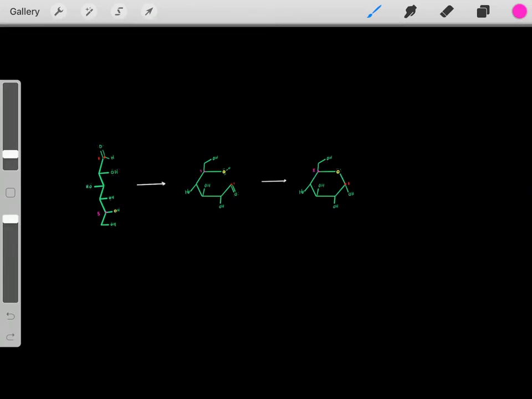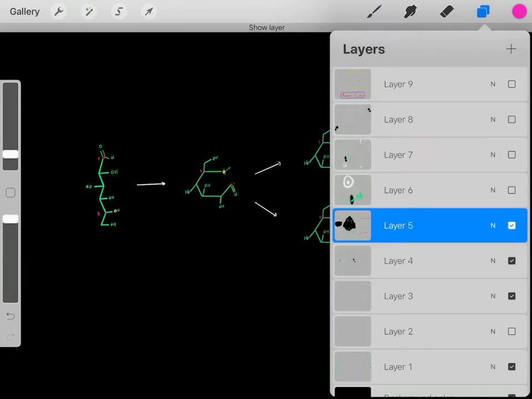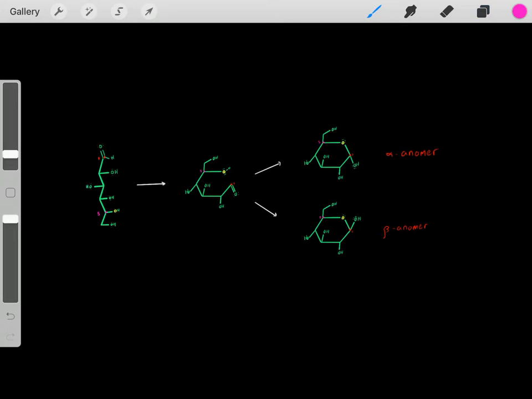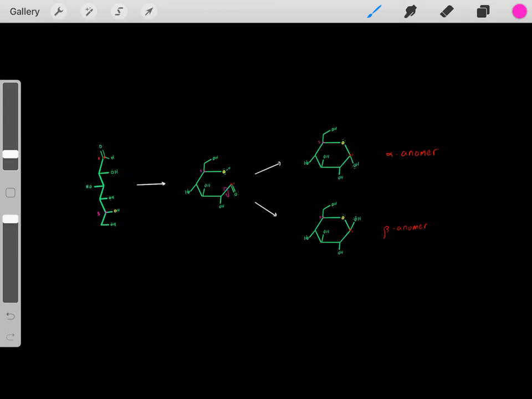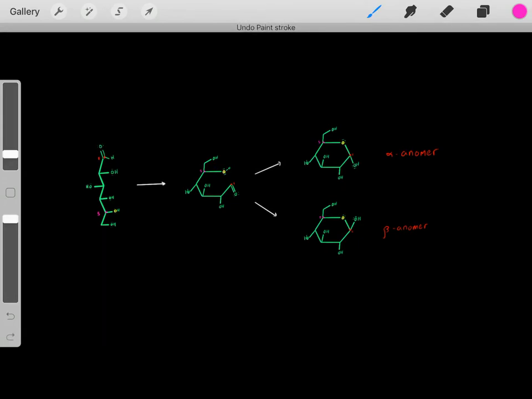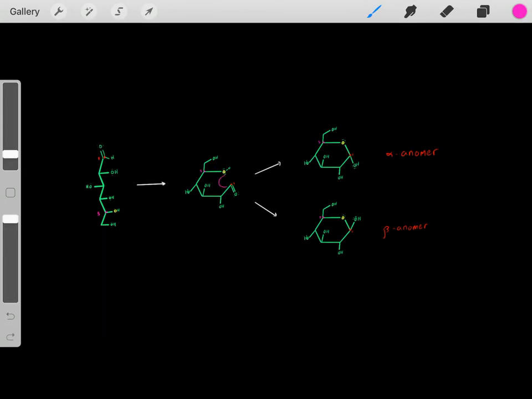Now we have the cyclic form. But this carbon 1, which again was originally the aldehyde, is referred to as the anomeric carbon. And it's the carbon that was attacked by this oxygen. There are two types of anomers we can form, because again, remember, this is an sp2 carbon. Because it's an sp2 carbon, it's planar. Therefore, because we have free rotation around this particular bond, this oxygen nucleophile can attack on this face, or it can attack on this face.